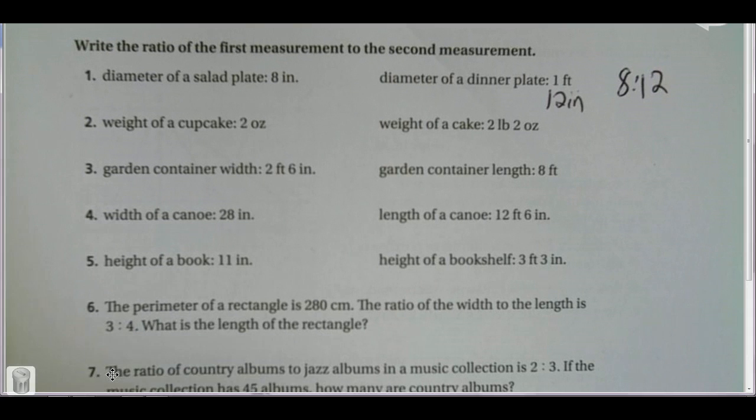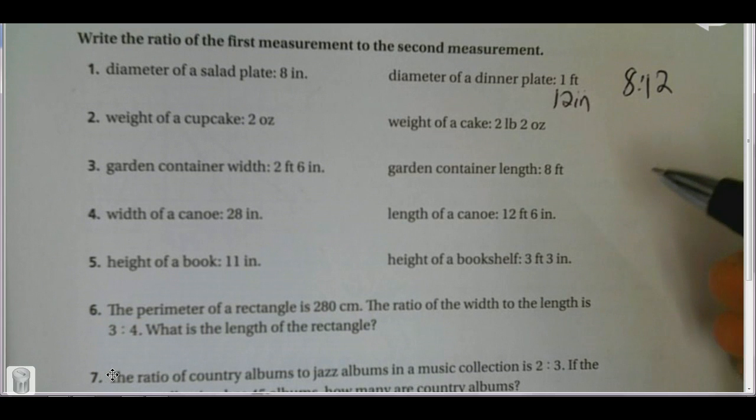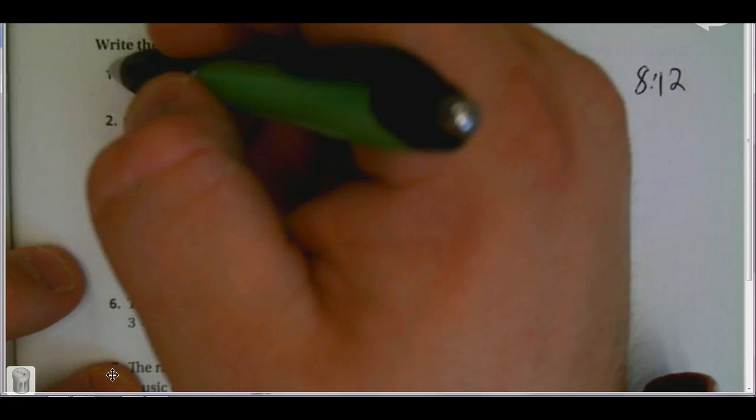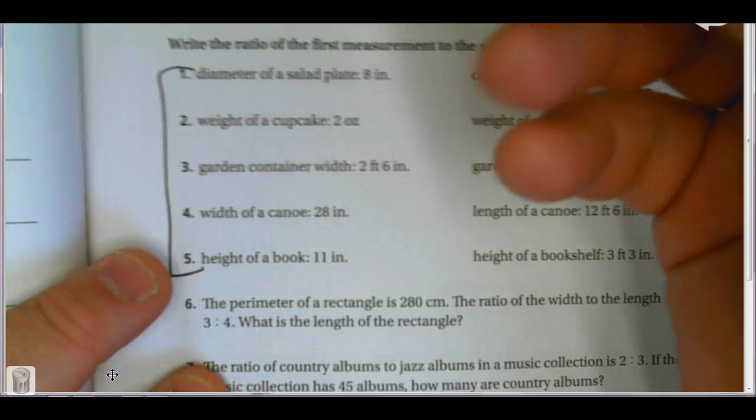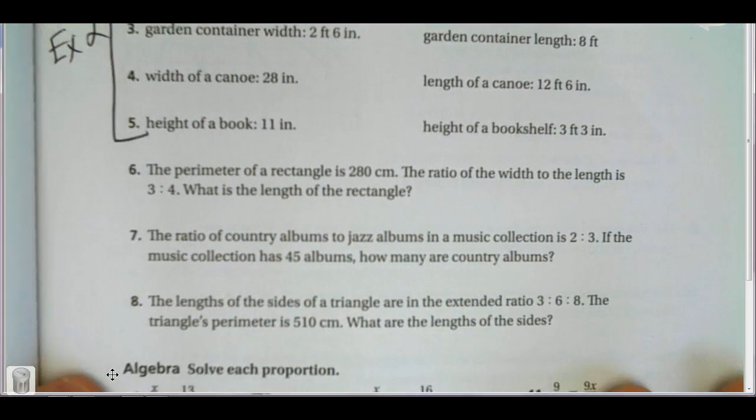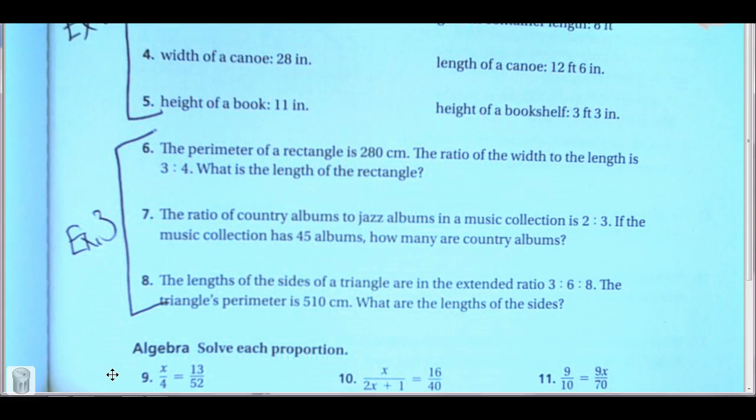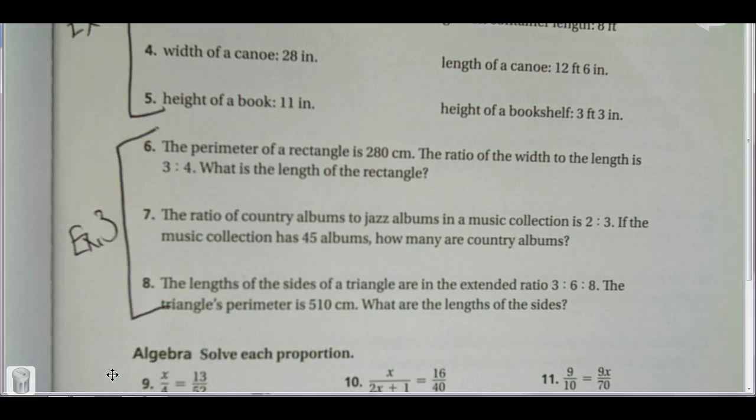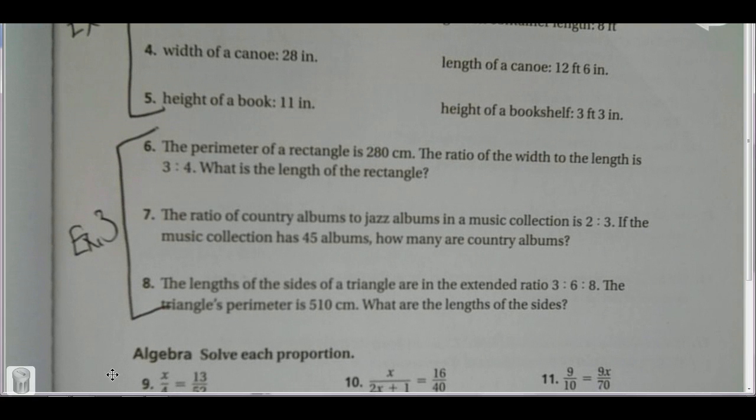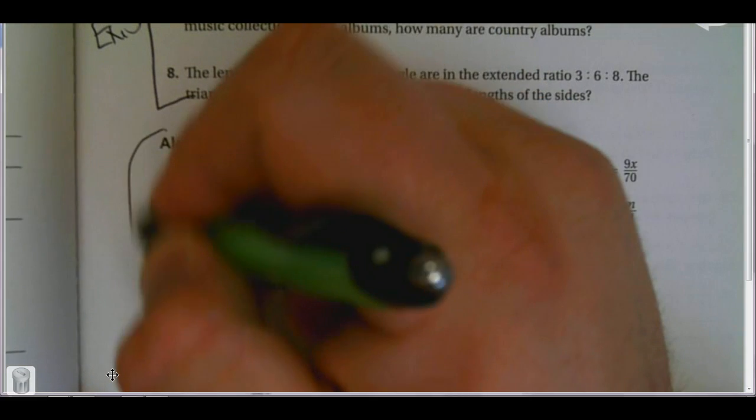So for 1 through 5, you need to reduce the ratios. It's just practice like example 2 in our notes. So if you're doing these, you need to go back and look at example 2 in your notes and on the video. 6 through 8, these are just like example 3 in our notes. Set up a picture, write up a problem, and then solve for the variable, and then find the missing piece. And then finally 9 through 18 are just simple reviews over how we write a proportion as we move forward.